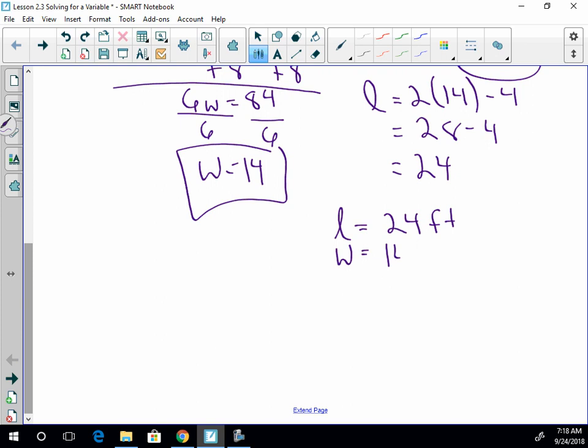W is equal to 14 feet. You might see a problem like that in our upcoming assessment, since we've covered things like that a lot.